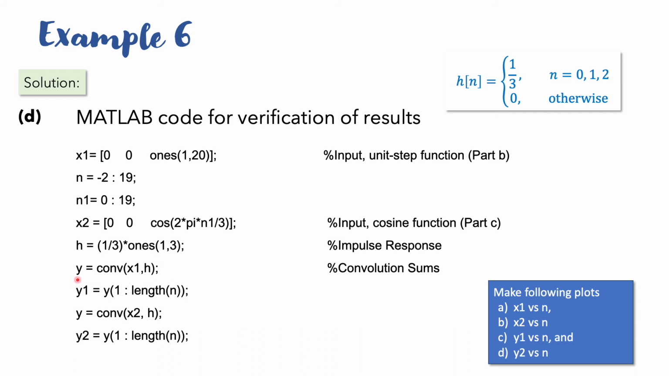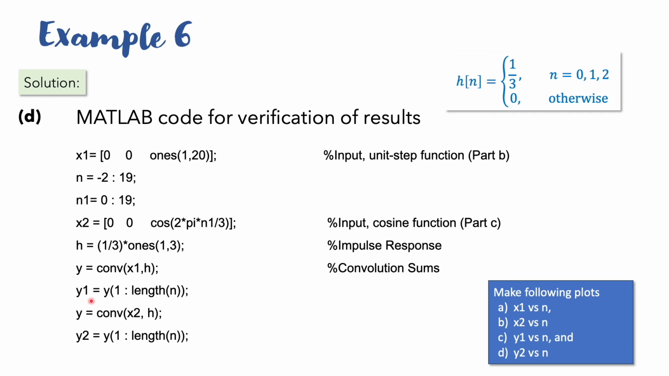So y is equal to convolution. This is a function for performing convolution between the first input and this impulse response. This impulse response was obtained in part A, right? So you can go back and see what that was: 1 over 3 times all ones. All ones means one row and 3 columns. So 1, 1 and 1, right?